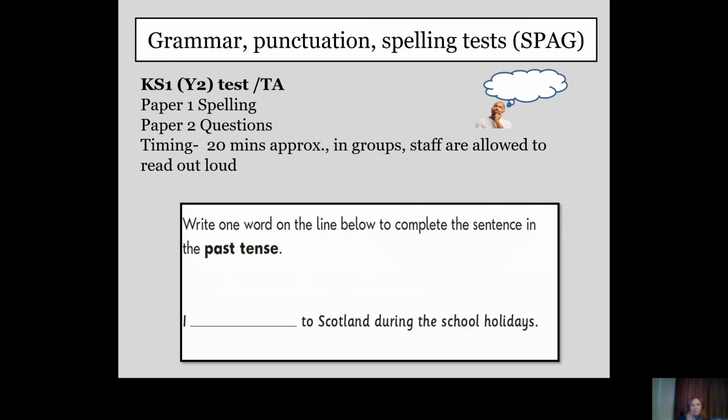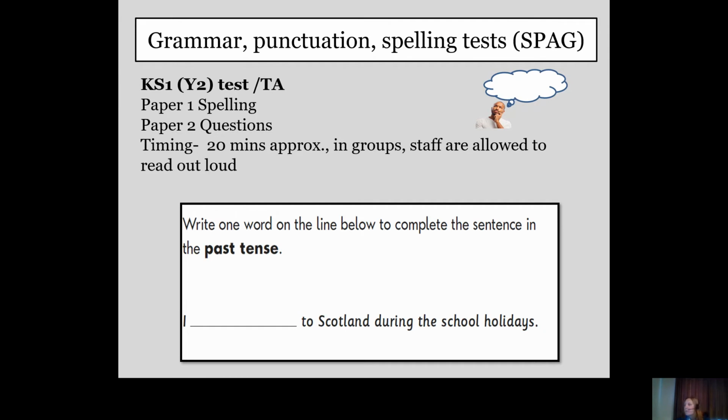Then we move on to look at the actual grammar, punctuation and spelling tests, the papers. So at the end of Key Stage 1, Year 2, May time, the children will have their SATs tests, their assessments basically, however the school do them. The first paper is for spelling and paper 2 is questions, and it's approximately 20 minutes. Staff can read to the children and the children have to fill it in. So these are children at the end of Year 2, so you're looking at 6, 7-year-olds. Okay, so let's look at it together.